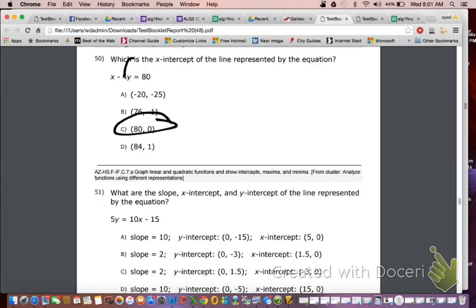Okay, here what I would do is divide everything by 5. So I get y equals, right, I'm dividing everything by 5, 2x minus 3. Okay? So it has to be choice B, because my slope is 2 and the y-intercept is negative 3, so it has to be choice B.